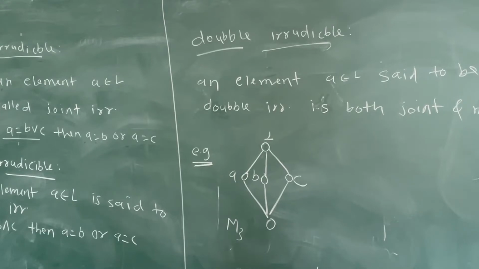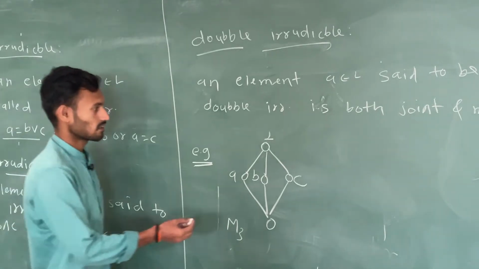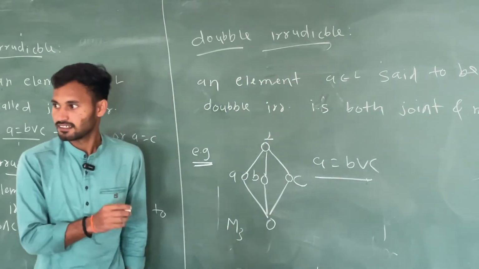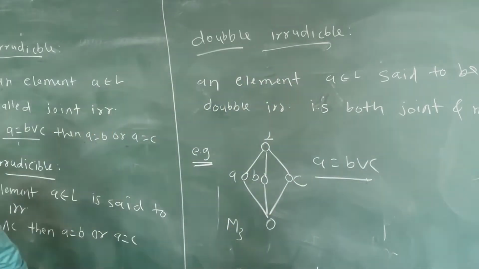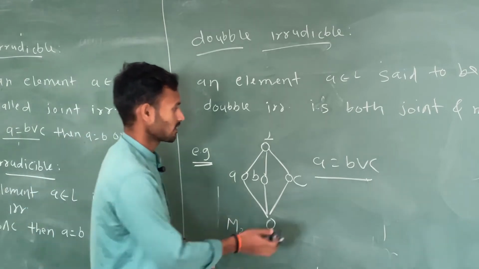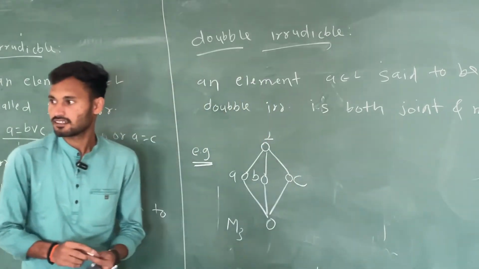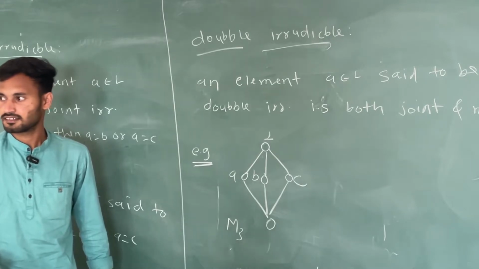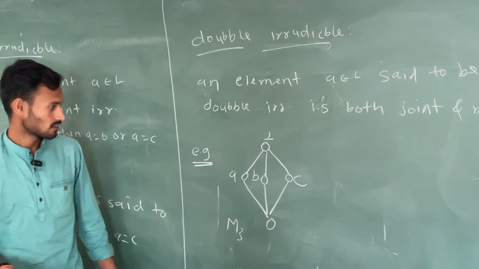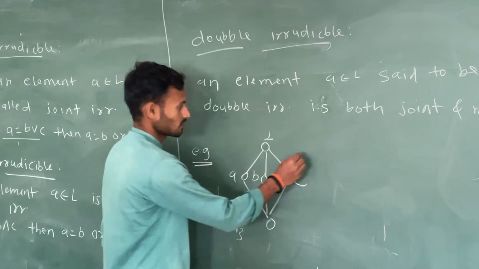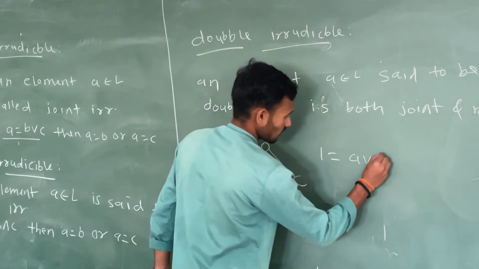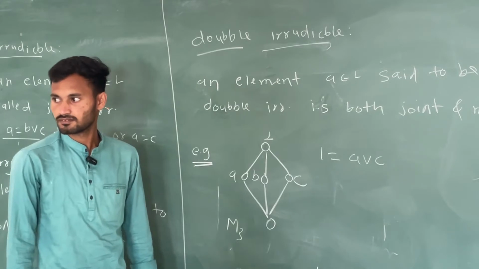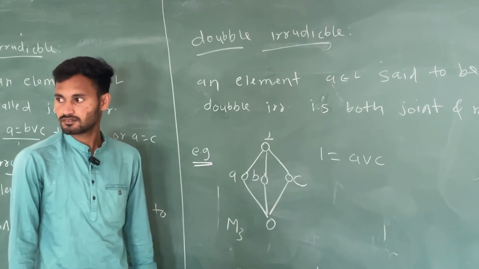Suppose this element. You mean A equals B join C, something like that? No, it is different. The only thing is how you can write 1 here: 1 is equal to A join C, and A and C are different from 1. So what can you say about 1? Is it join irreducible? It is reducible.